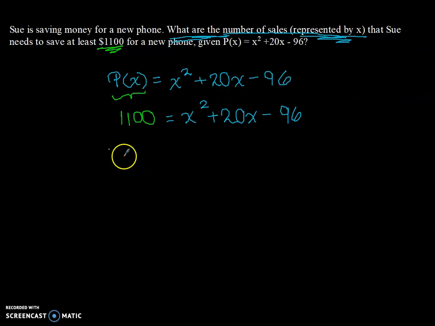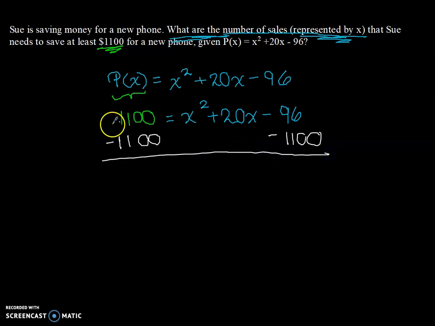Anytime you solve a quadratic equation, one side of the equal sign has to be zero, whether you're factoring or using quadratic formula. So I'm going to subtract this 1100 to the other side of the equal sign. What I do to one side, I do to the other. I'm going to subtract it to its like term, which is the constant. So the x squared and the 20x will come right down. And then I have negative 96 minus 1100.